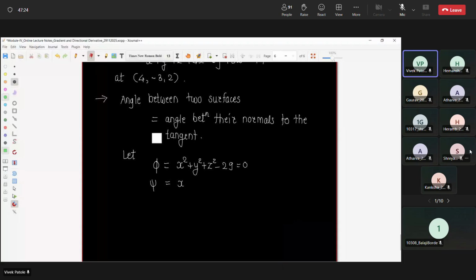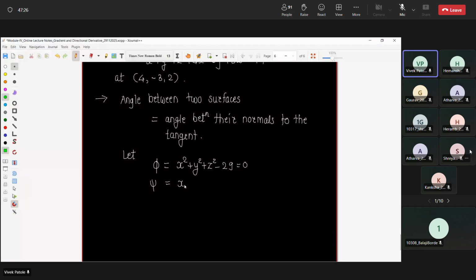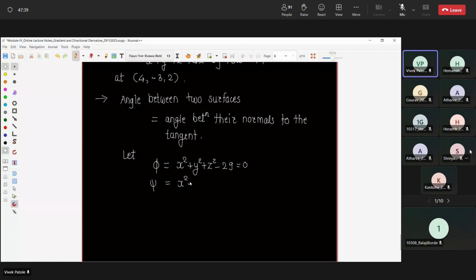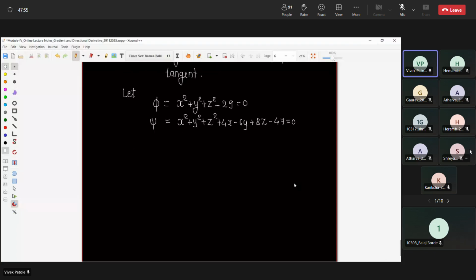Fine. So what we are trying to do here, now I am denoting these surfaces by the notations phi and psi. Our second sphere is x square plus y square plus z square plus 4x minus 6y plus 8z minus 47 equal to 0. Now I wish to obtain the normals to these surfaces.